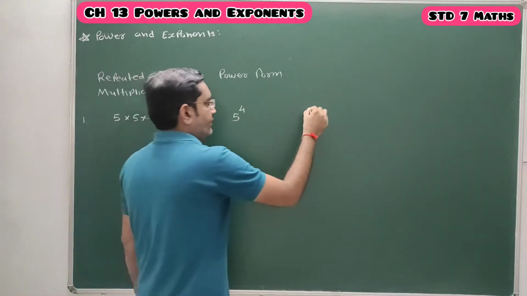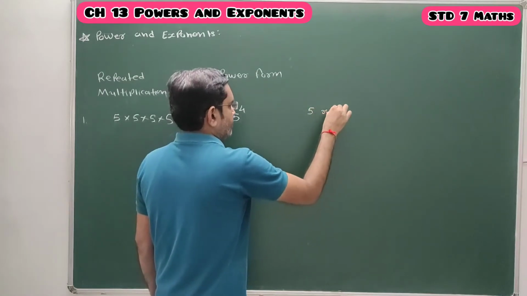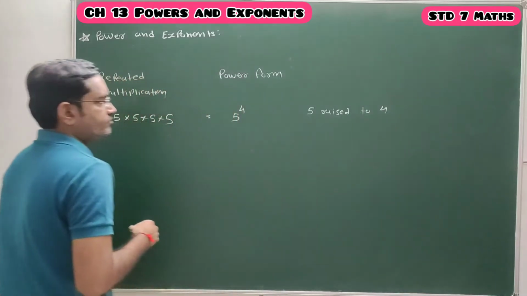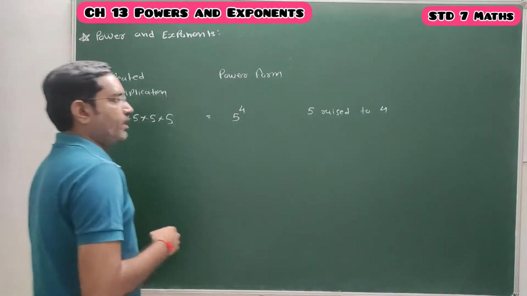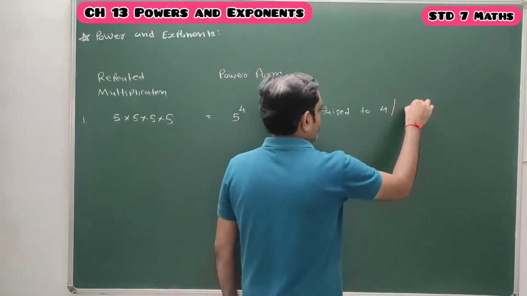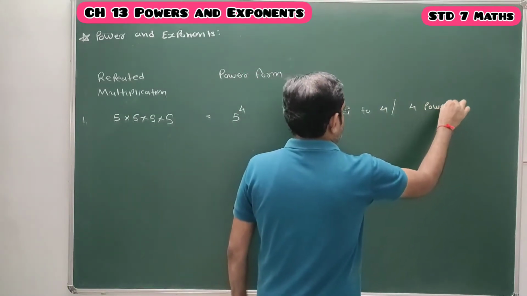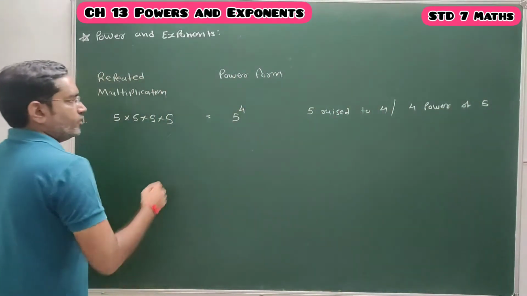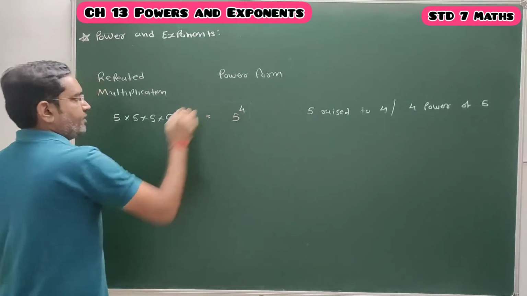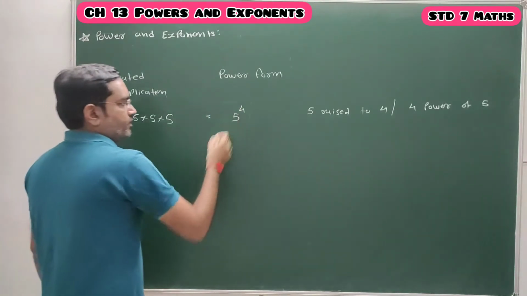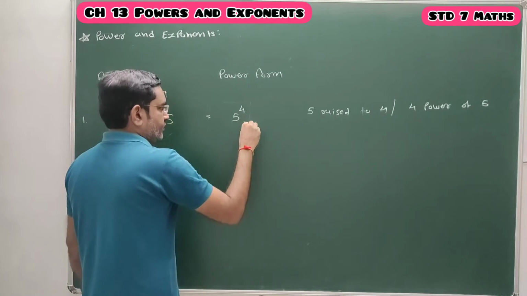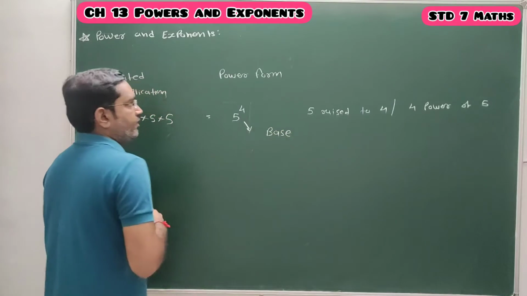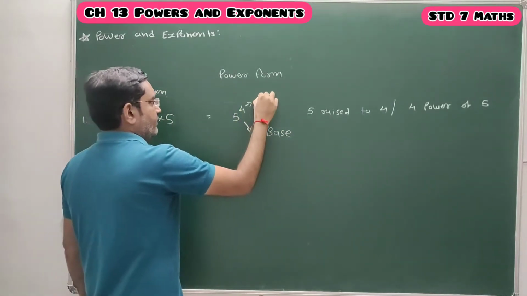It can be read as 5 raised to 4, or it is also read as 4th power of 5. So this is the power form of repeated multiplication. In this power form, this 5 is known as the base, and this 4 is known as the exponent of the power form.